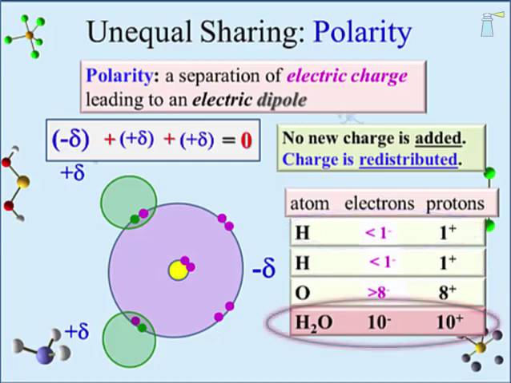Yet the total negative charge, 10 electrons, is the same size as the total positive charge, 10 protons. Water has a net charge of 0 even though one side has a slight negative charge and the other a slight positive charge. That is what is meant by a redistribution of charge, not adding or subtracting charge, but moving it around the molecule.